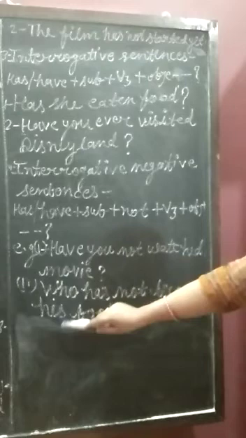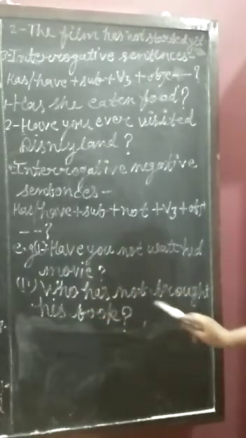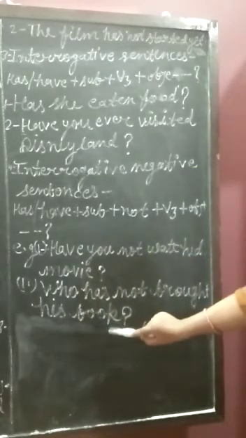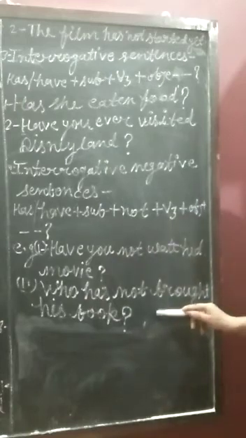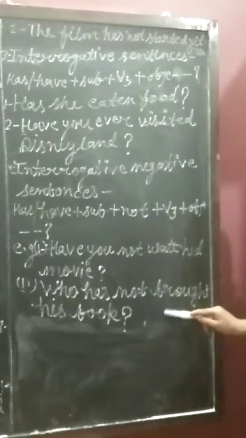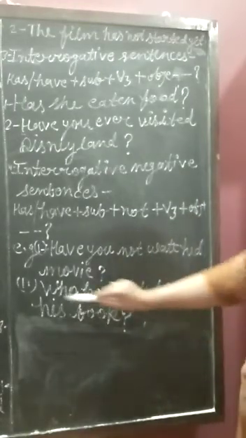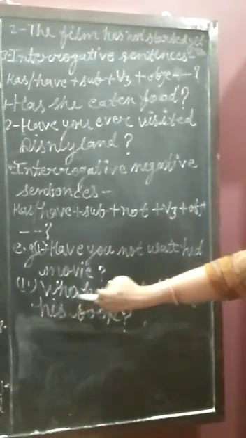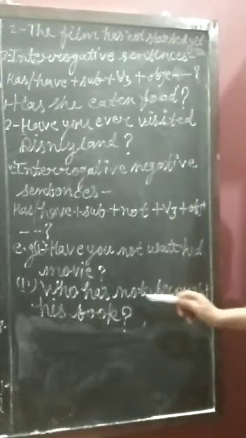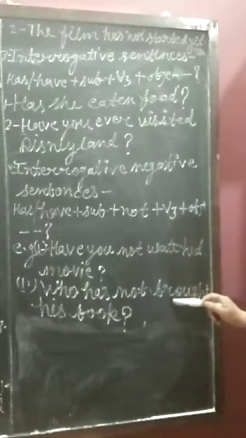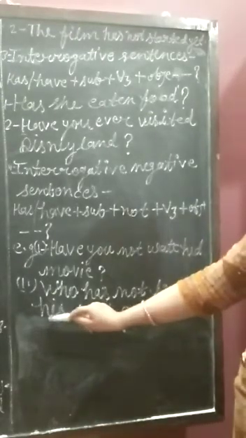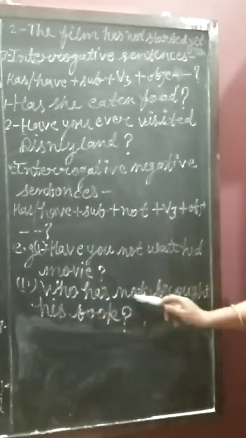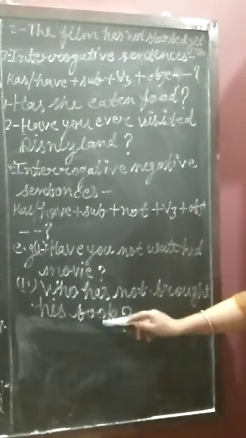And another example is who has not brought his book? Interrogative negative sentences which start from a WH word. So what do we do? We write the WH word first, after that helping verb, after that not, and after that verb's third form and object. Who has not brought his book?